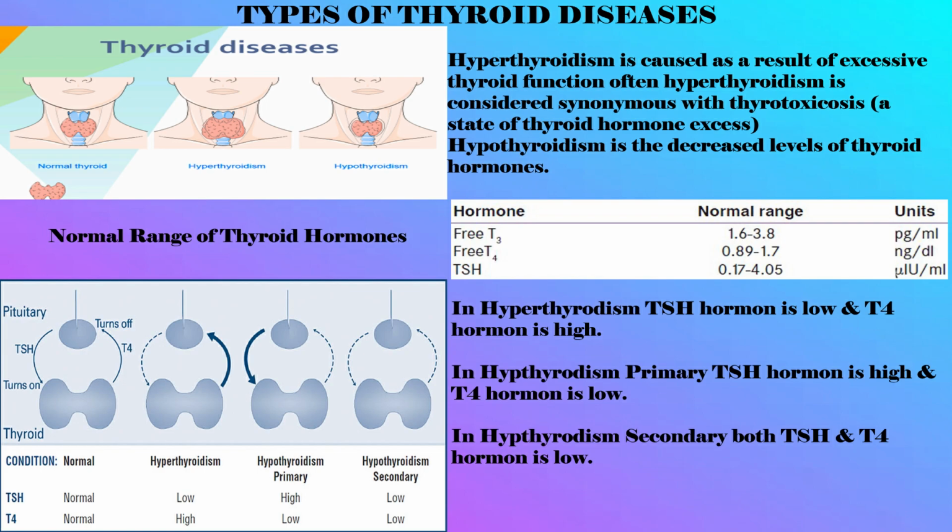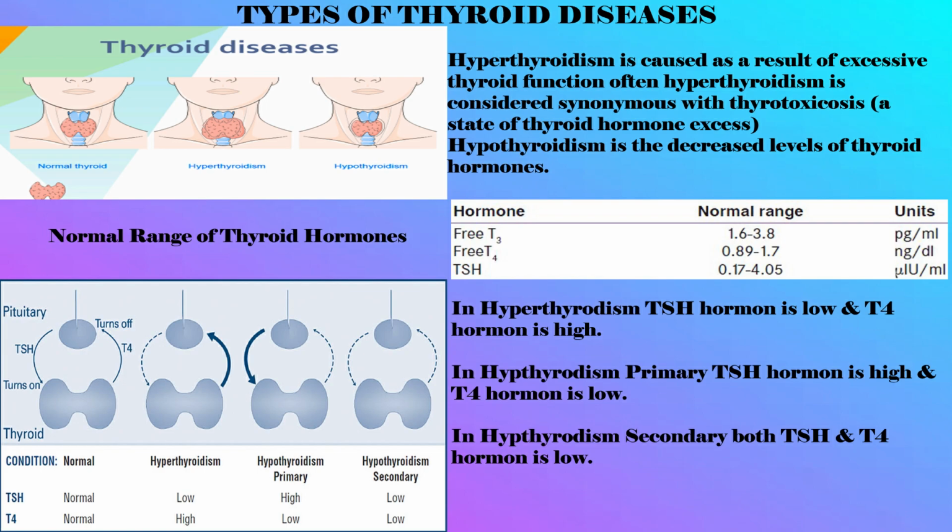Coming to the normal range of thyroid hormones, T3 1.6 to 3.8 is the normal range. T4 0.89 to 1.7 is the normal range. Thyroid stimulating hormone 0.17 to 4.05 is the normal range.